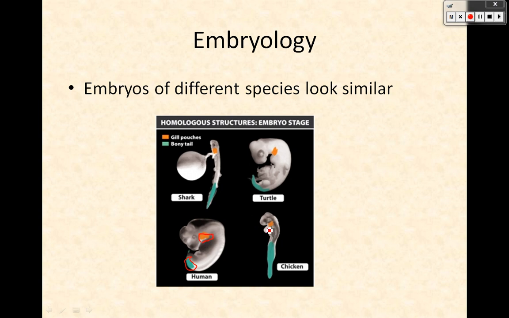And you see the same one in a chicken. For whatever reason, the chicken and the human are always compared, although certainly I think the turtle and the human look a lot more similar. And in humans, those gill pouches later develop into the whole ear, nose, and throat system, and there's something different in a chicken. But at some point in the embryological development, those species look similar.